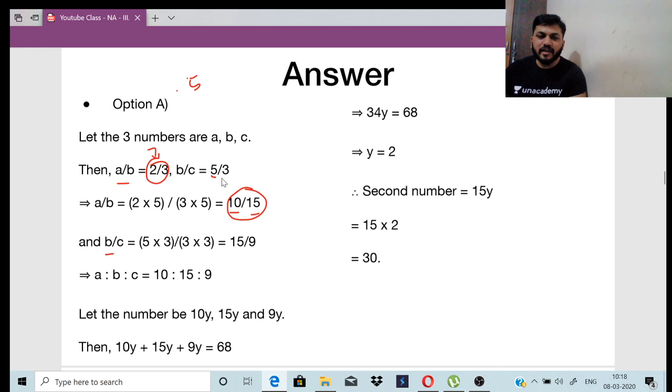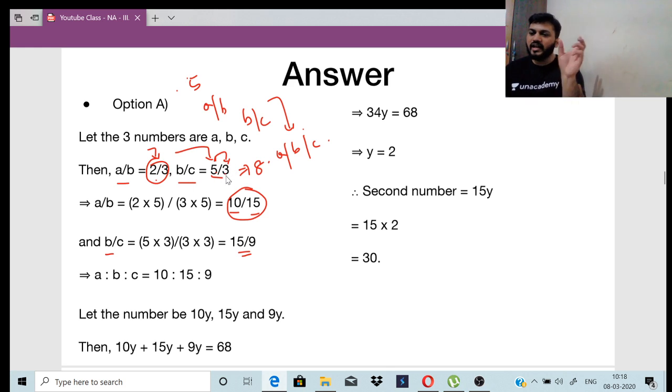B by C is 5 by 3. Total quantity is 8, 5 plus 3. So 5 into 3, 15, 3 into 3, 9. 15 by 9. I am taking it like this because A by B, B by C is given and I want A by B by C. So A by B into 5, B by C into 3. Simultaneous solving of equations: 10 by 15, 5 into 3, 15, 3 into 3, 9. 10 is to 15 is to 9.